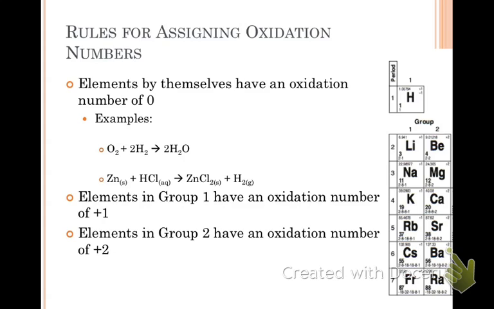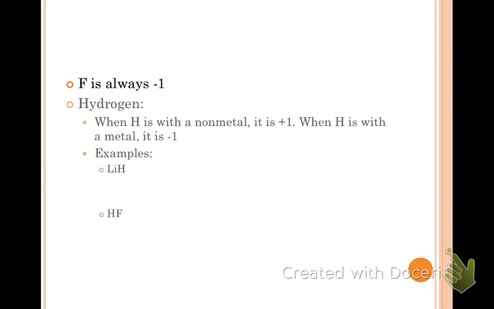The next one is elements in group 2 have an oxidation number of +2. Again, group 2, +2 charge. Those are some of the basic rules here. Another rule is that fluorine is always going to be -1. Fluorine's extremely electronegative. It's going to take on electrons to fulfill the outer shell, to fulfill the octet rule. So its charge is always going to be -1.